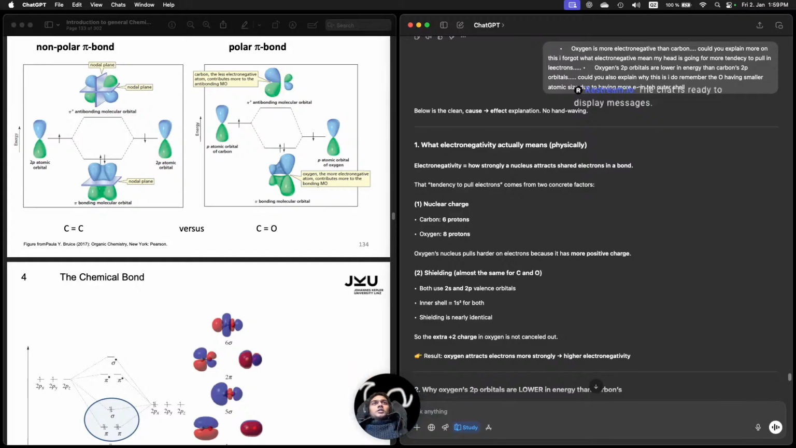Below is the clean, concrete explanation. No hand waving. Strength: a nucleus attracts the shared electrons in the bond. The tendency to pull electrons comes from two concrete factors. Nuclear charge: carbon has 6 protons, oxygen 8 protons. Oxygen's nucleus pulls harder on electrons because it has more positive charge due to the increase in proton number.